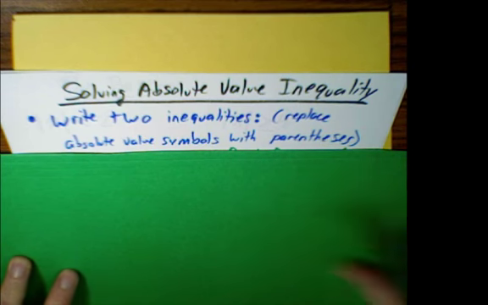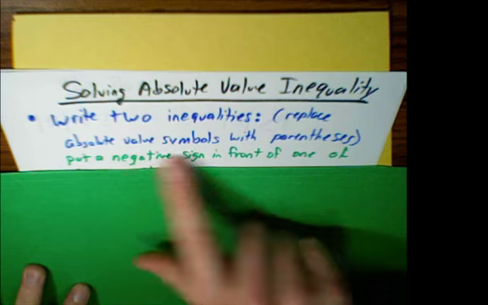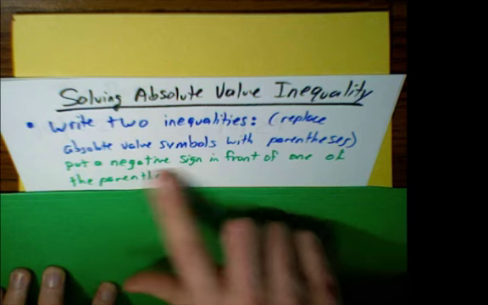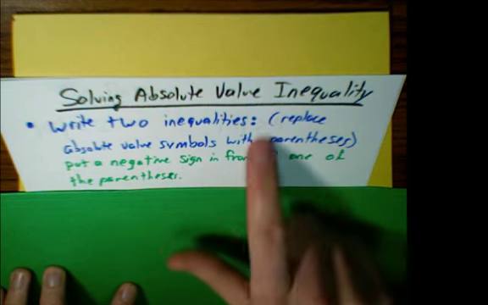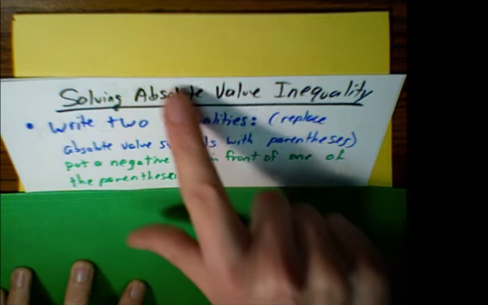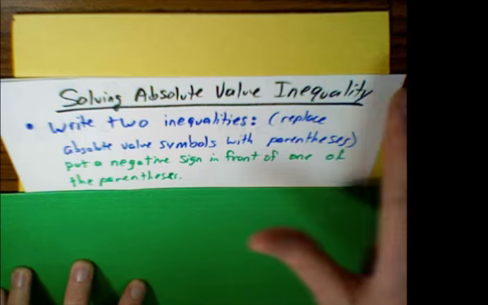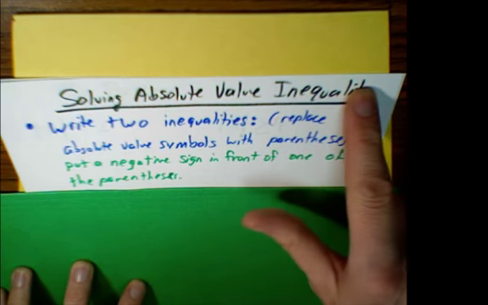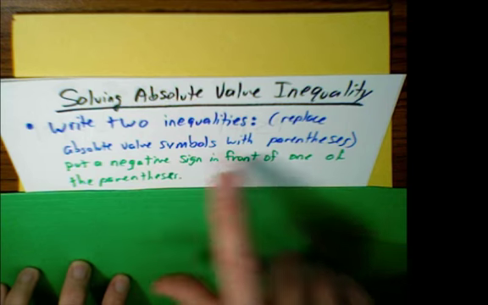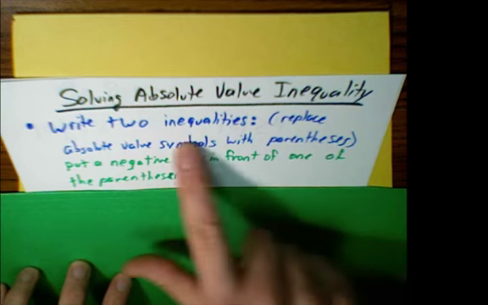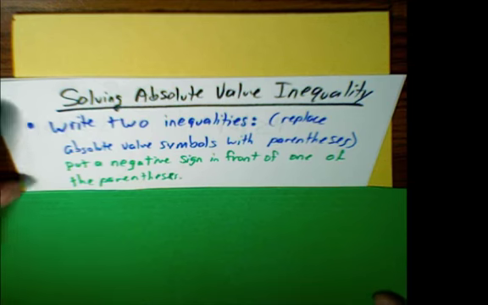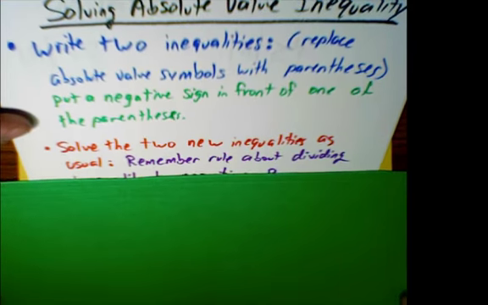We replace the absolute value symbols with parentheses, and we're going to put a negative sign in front of one of the parentheses. This is a very important step, because if you solve it this way, you don't have to learn any new rules. All the rules that you learned for absolute values apply. All the rules you learned for inequalities apply. You have no new rules to learn if you do it this way, replacing it with parentheses, putting a negative sign in front of one of the parentheses. It may look like more work, but there's nothing to memorize.